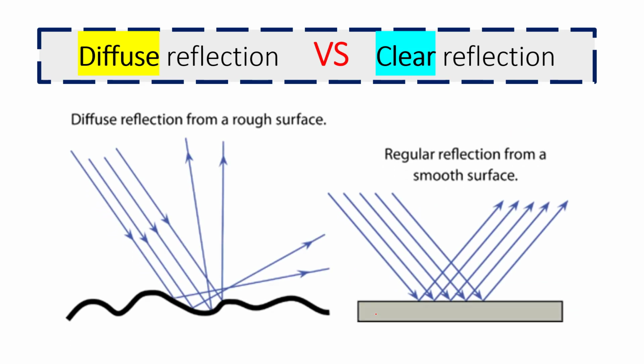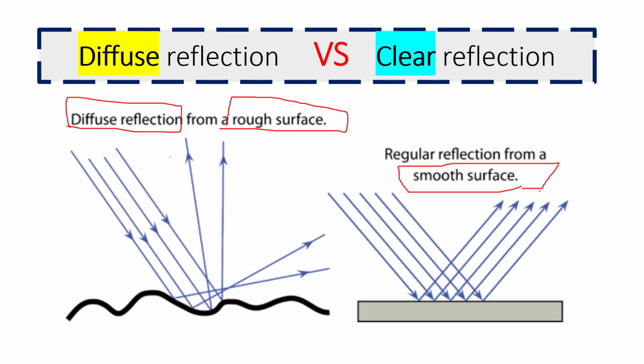Look at this. Diffuse reflection versus clear reflection. What is diffuse reflection? Can you see it? It's from the rough surface. And this one is from the smooth surface.